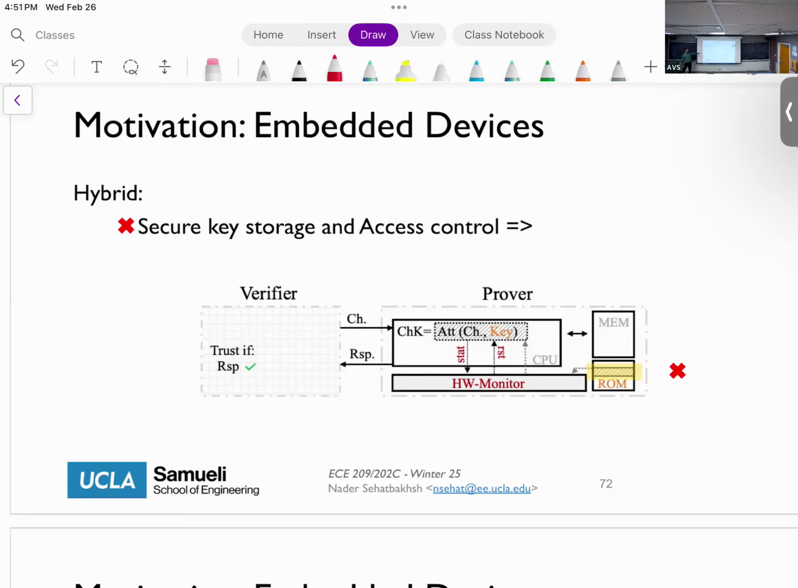So the idea that we are trying to fix in this paper was, can I pause the attestation, do the interrupt, and then come back and resume the attestation? I don't want to restart the attestation. I want to resume the attestation.